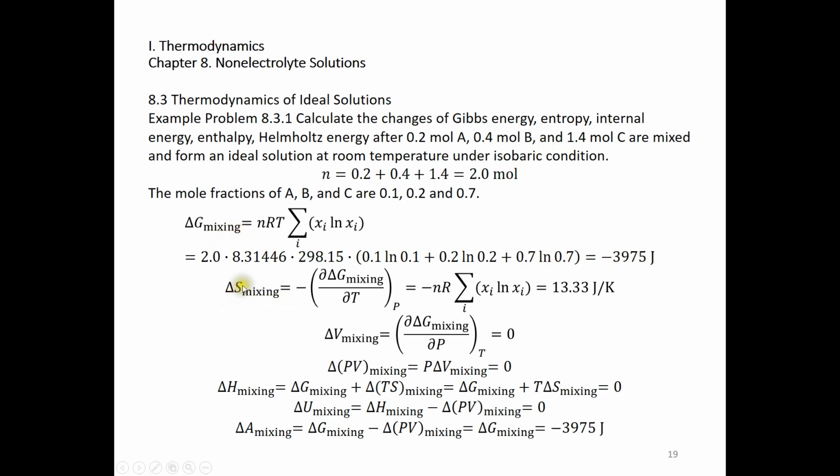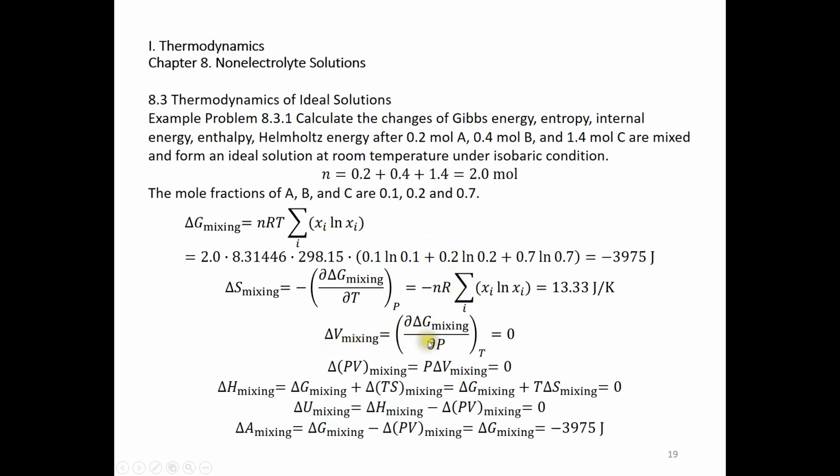And now we can compute the entropy of mixing. It's this expression. And you might notice this expression is simply the Gibbs expression divided by negative T. So really it's just negative 4,000 divided by negative temperature. We get 13 joules per Kelvin. That's the entropy of mixing. So again, if you compare this expression for entropy of mixing with the expression for Gibbs energy of mixing, they differ by a factor of negative T.